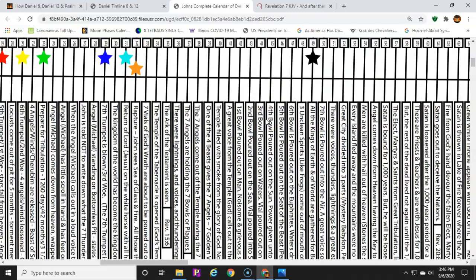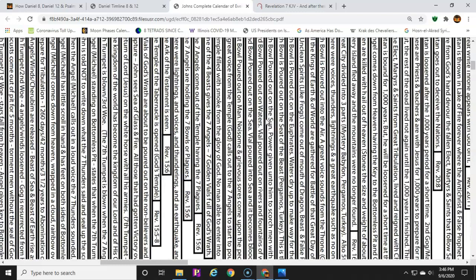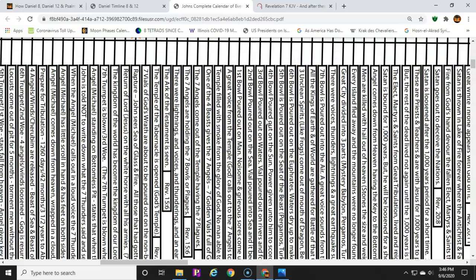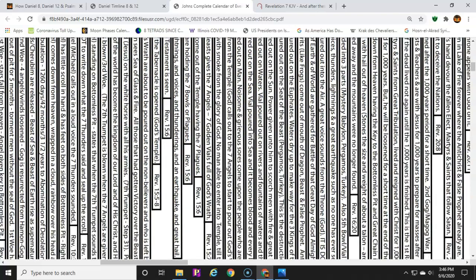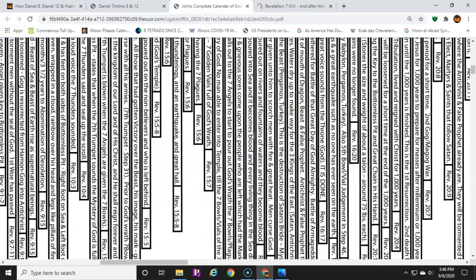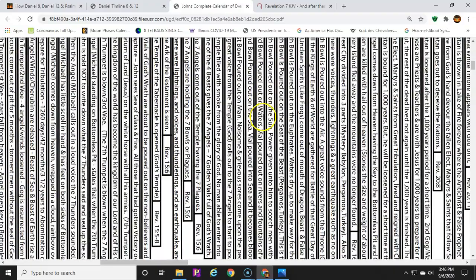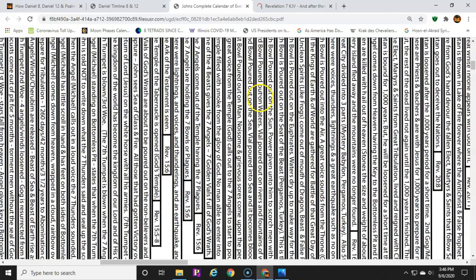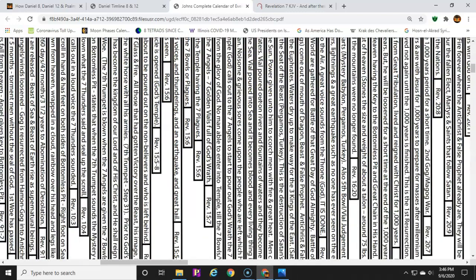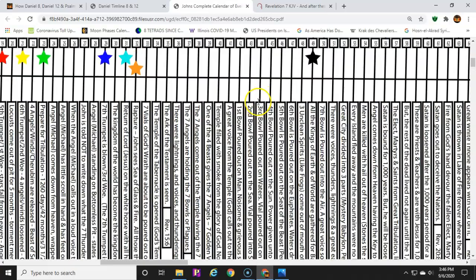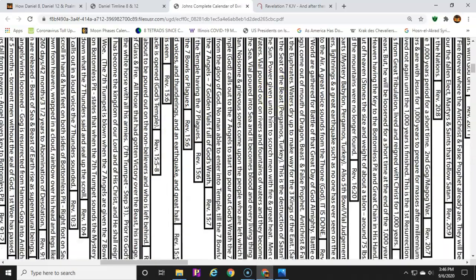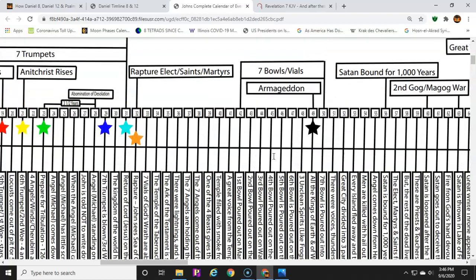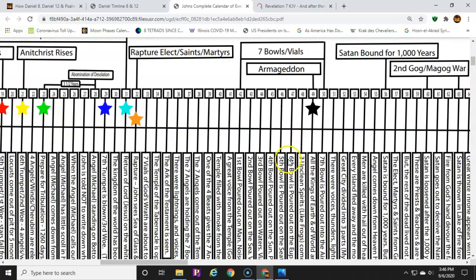He drops the first bowl out on man, which are grievous sores and all kinds of different things that they have to physically deal with. And then he pours out the second bowl on the sea, which destroys the sea and all the plant life, all the fish, and everything dies in the sea. And the third bowl, which is step 44, he pours into the waters, and the waters become poisoned. And then the fourth one he pours on the sun, and so the sun scorches men, and they curse God for the plagues that are being thrown down upon them.